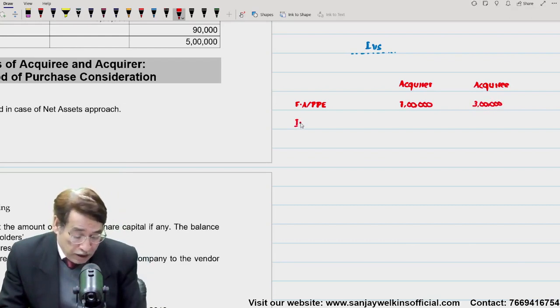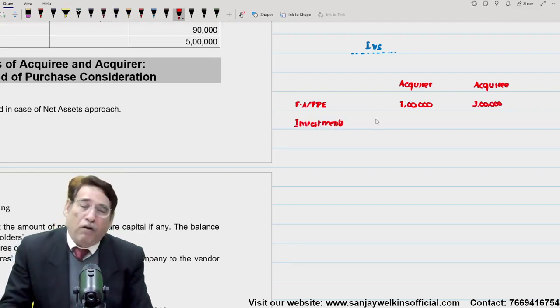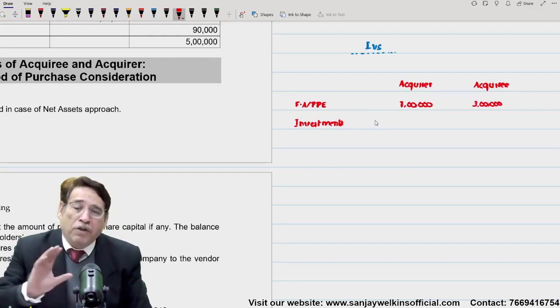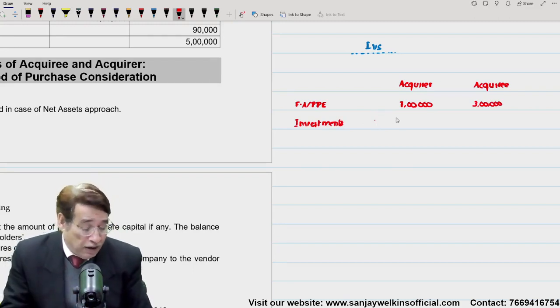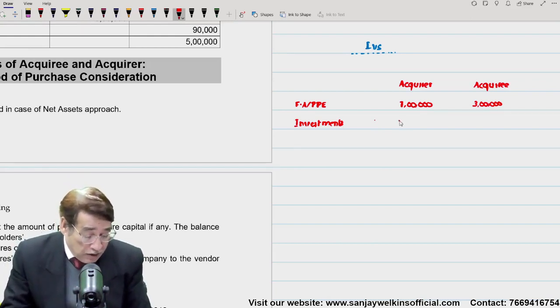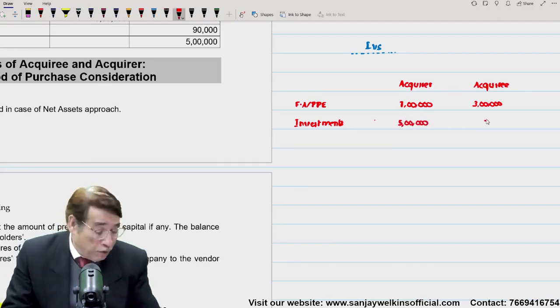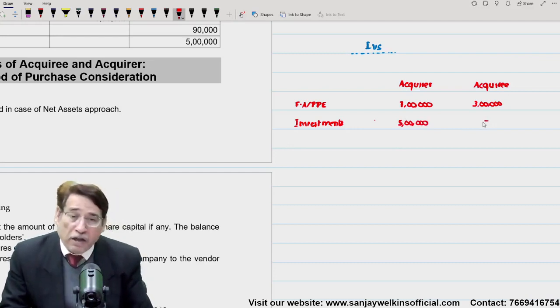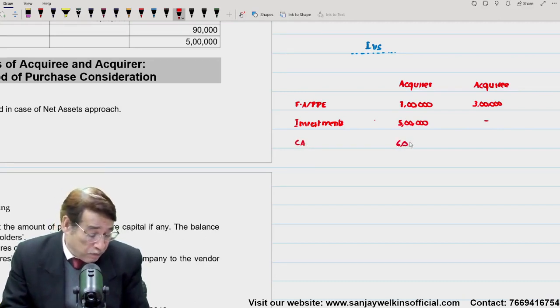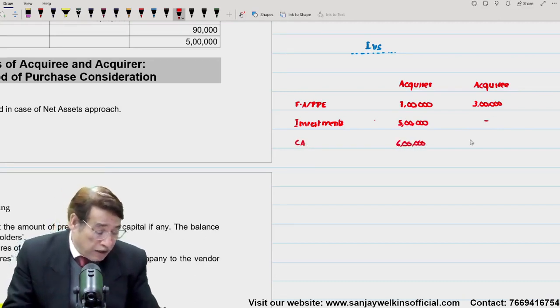Then we are being given that there are some investments also, so I will write here investments. I told you earlier that the intrinsic value of shares method of computation of purchase consideration is nothing but just an extended form of the net assets method. Correct? Now, as far as this entity is concerned, its investment was given to us as 5 lakh, so I'm going to write here 5 lakh. However, there were no investments as far as this particular entity is concerned. Then we have current assets, and current assets are 6 lakh. And as far as this entity is concerned, the current assets are 2 lakh.